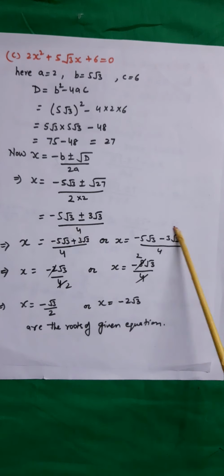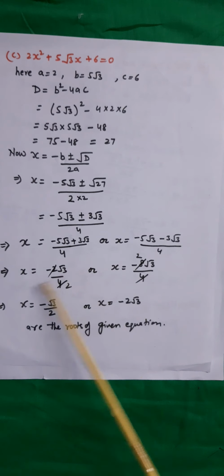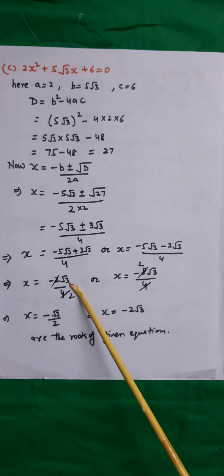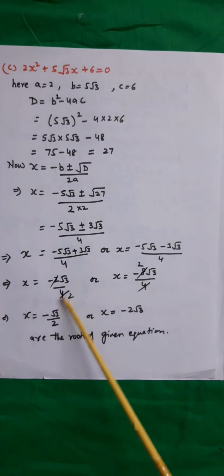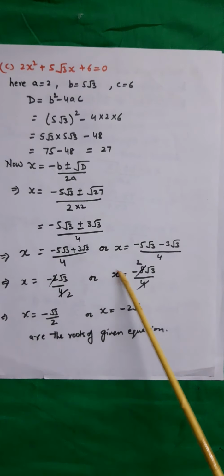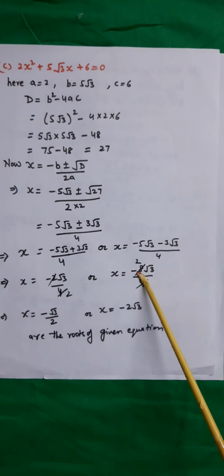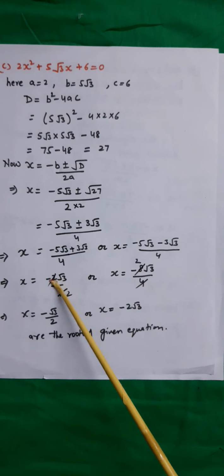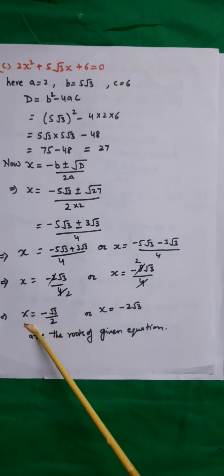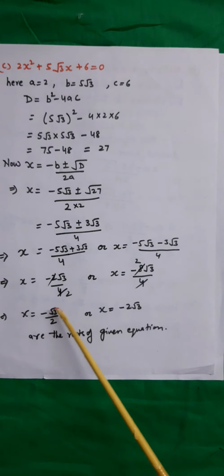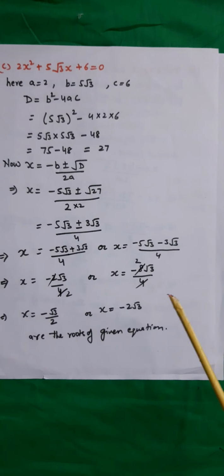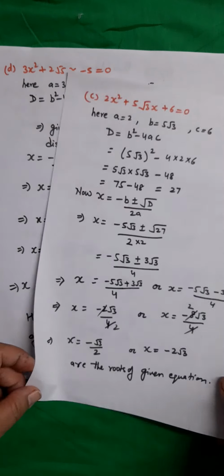So these are like terms, so you can add or subtract them. So this implies x is equal to minus 2 root 3 upon 4, or x is equal to minus 8 root 3 upon 4. These two get cancelled, these two get cancelled. So my answer is x is equal to minus root 3 upon 2, or x is equal to minus 2 root 3. So these are the roots of the given equation.